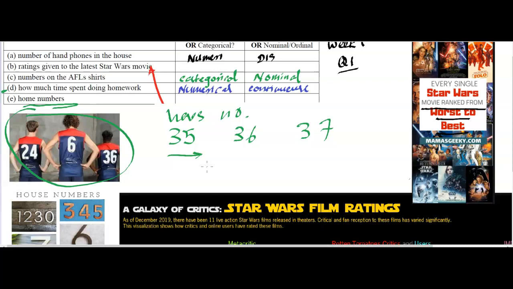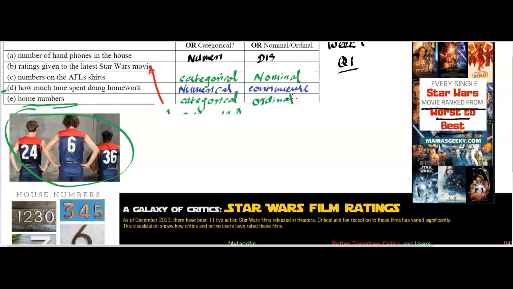So the house numbers, though these are numbers, there's no meaning if you add those numbers and get an average or find the minimum or maximum house number. You're not going to do any arithmetic calculations with the house numbers or AFL t-shirts. So these are all categorical. House number is categorical and ordinal, because the order is very important. Okay, ordinal.